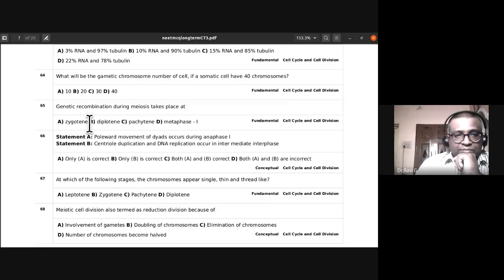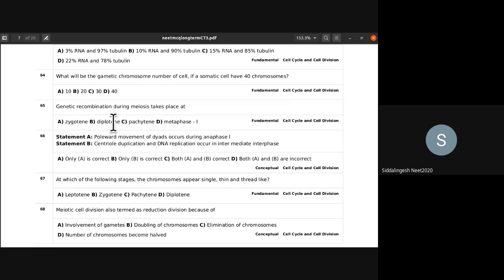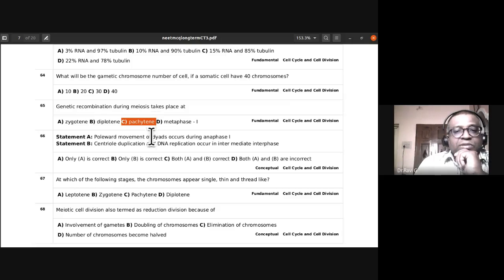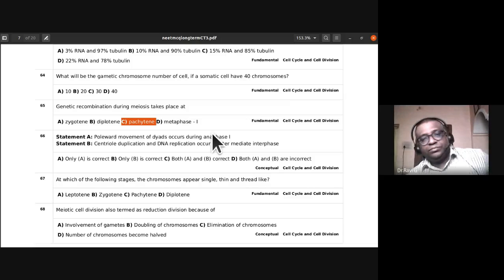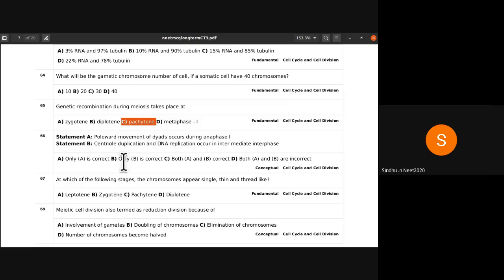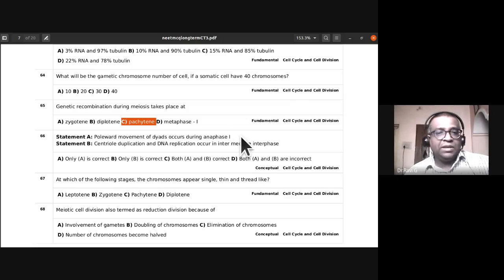Genetic recombination during meiosis takes place at which stage? Pachytene, sir. Okay. So the pachytene stage, genetic recombination during meiosis takes place at pachytene. What is the answer that they have given? LZP D square, diplotene, diakinesis. So what is the answer they have given in the answer key? Option C, sir. Correct option, C. Okay.